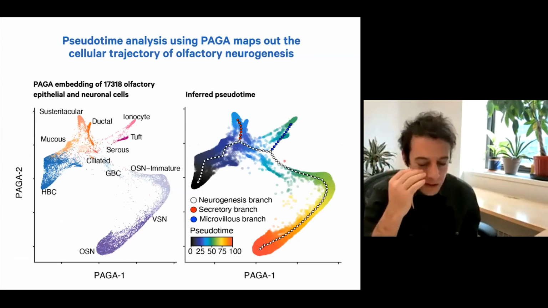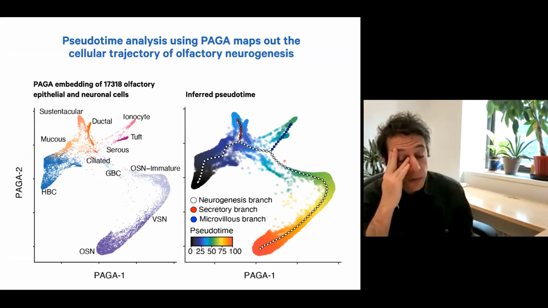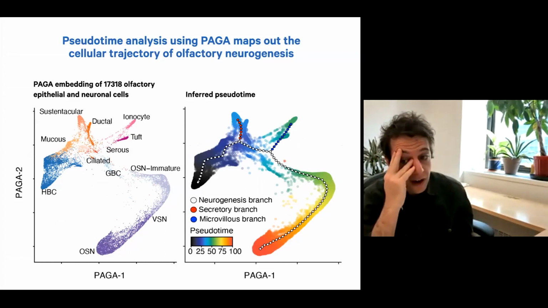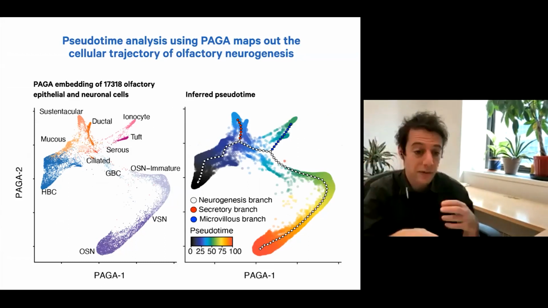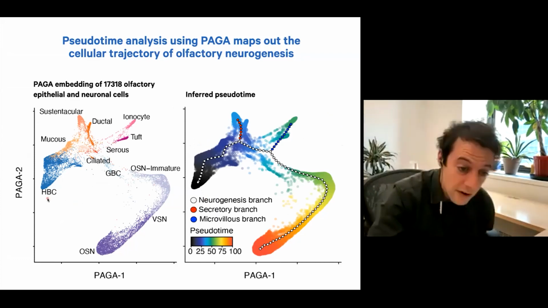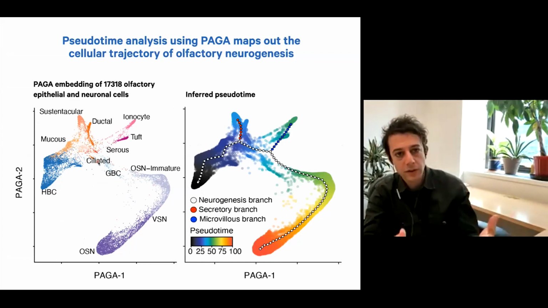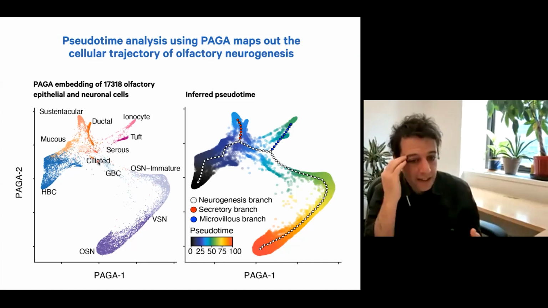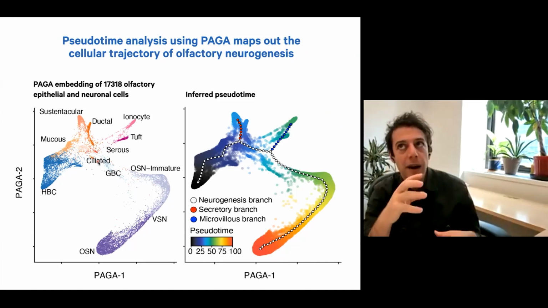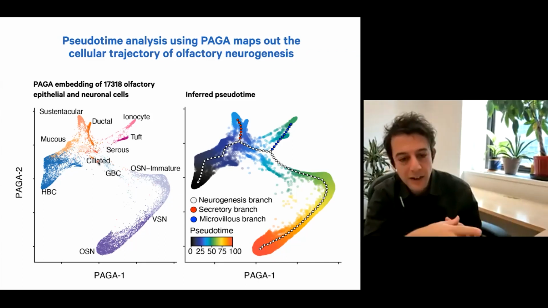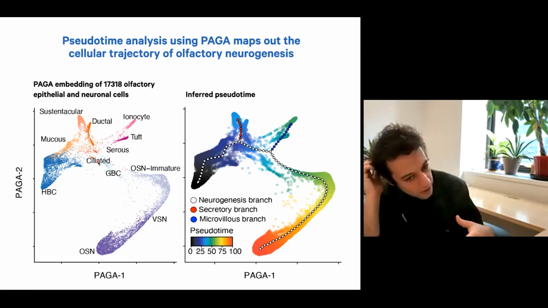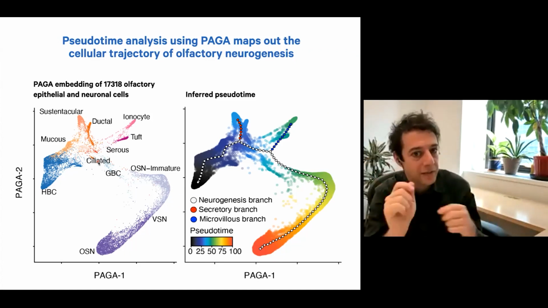So we then wanted to look at our single cell data and see what we could infer in terms of the process of neurogenesis, of differentiation from horizontal basal stem cells into olfactory sensory neurons and the other epithelial cells as well. So we performed what's called pseudotime analysis. And the basic idea is that if biological processes are dynamic, when we do single cell sequencing, we're kind of sampling from them at different stages.